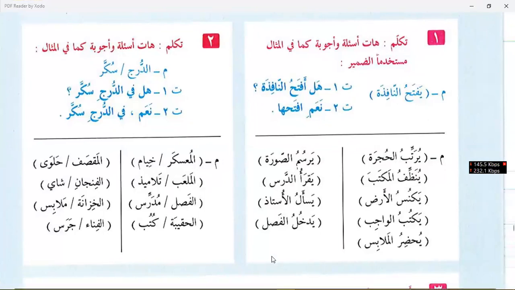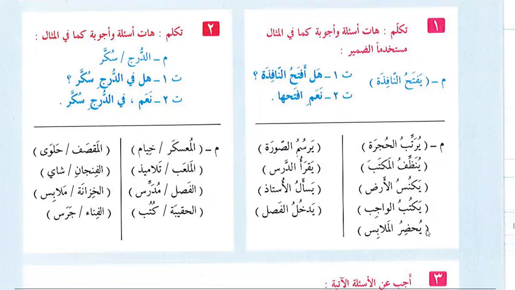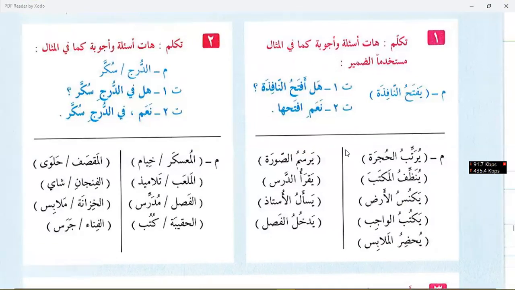Hal yuhdirul malabis? You will change it into uhdir. Hal uhdirul malabis? Na'am. Ihdiri. But let me check. Wait, it is kasra. So yes, na'am, ihdiriha. Malabis. Ihdiri. Now, Mr. Mohammed Salman, the first.